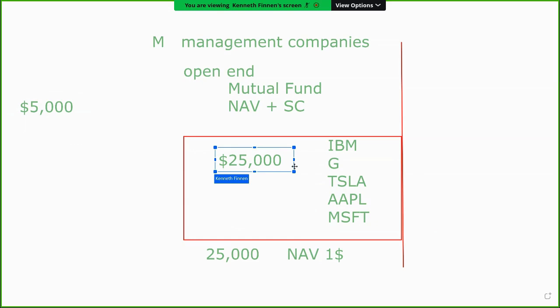And what does NAV stand for? Net asset value. It's literally what the fund is worth. It's assets minus liabilities, divided by the number of shares. So it's really just the total value of the fund divided by the number of shares.